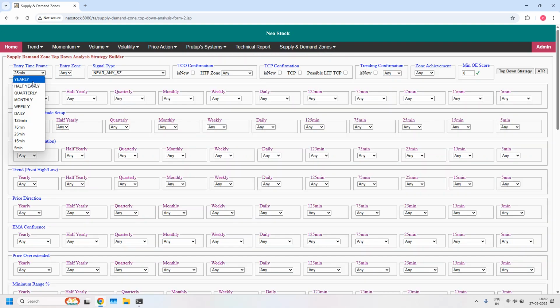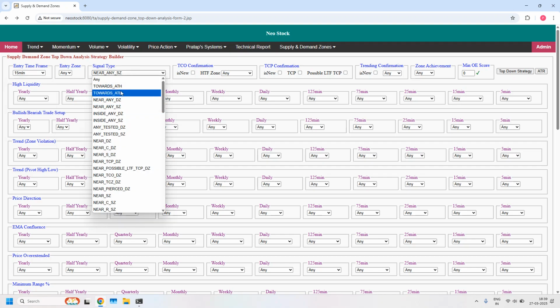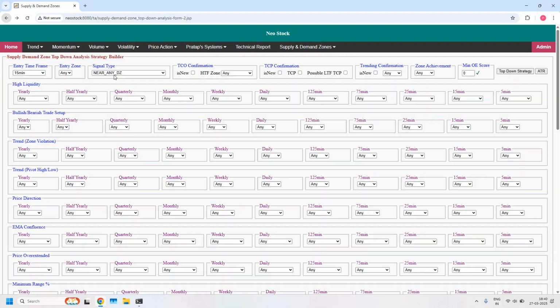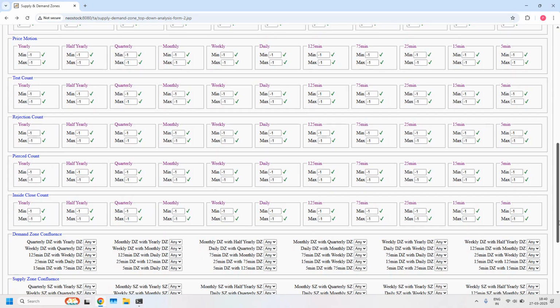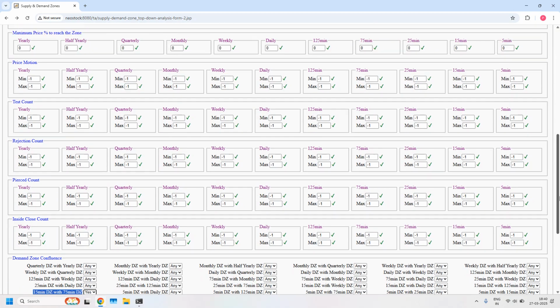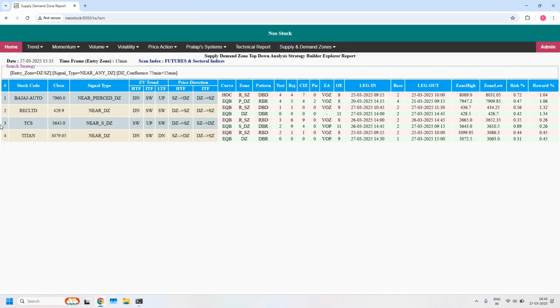Next time frame is 15 minutes. Stocks near 15 minutes demand zone. We got 9 stocks. We can further filter this list based on the zone confluence. ITF demand zone confluence, that is 15 minutes and 75 minutes demand zone confluence. I am enabling the filter. After applying the filter, we got 4 stocks. That means these 15 minutes demand zones overlapped with 75 minutes demand zone, but Bajaj Auto is a pierced zone.